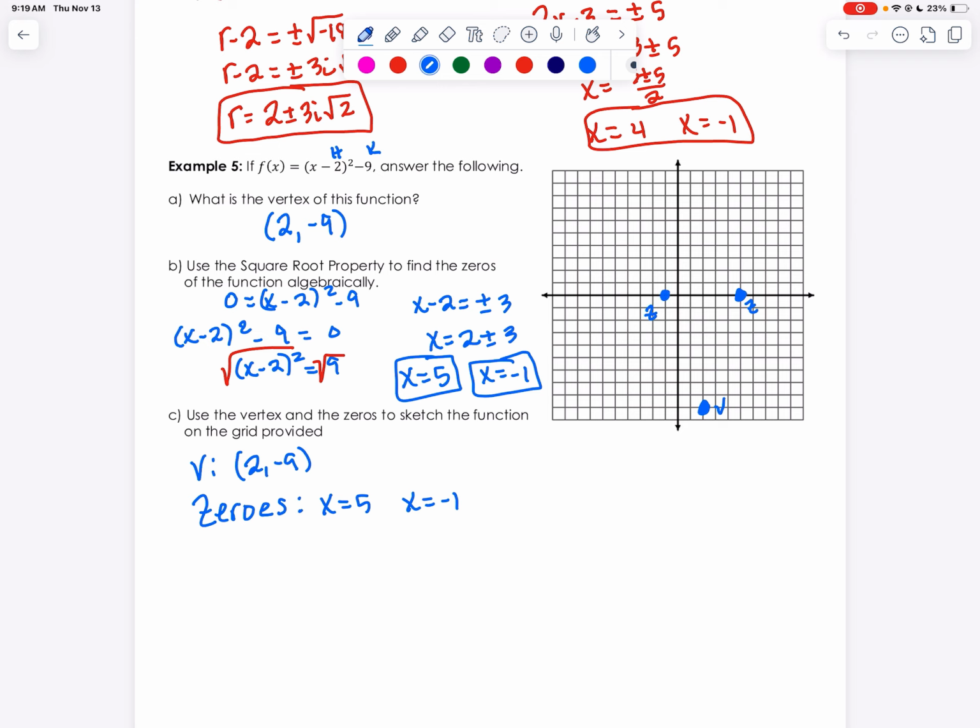So now we know that this is going to be a parabola that opens up. And we're just going to make a little rough sketch here. So make a U-shaped graph, something like that. And that concludes today's lessons, solving quadratic equations using the square root property.